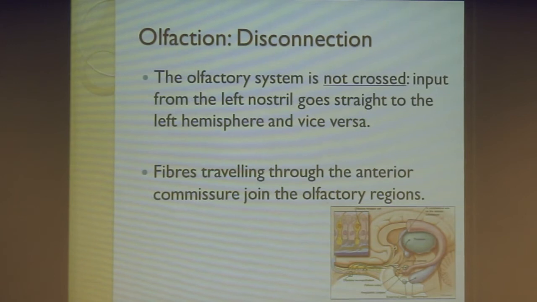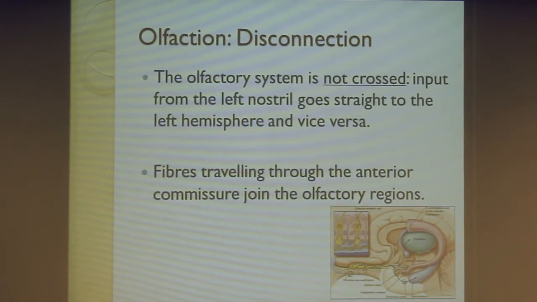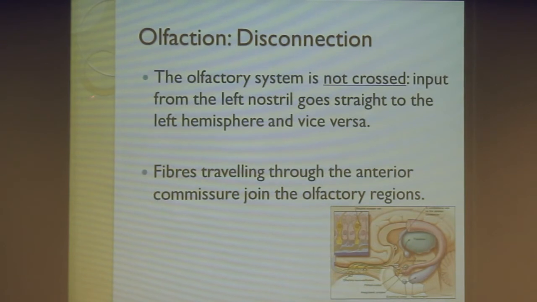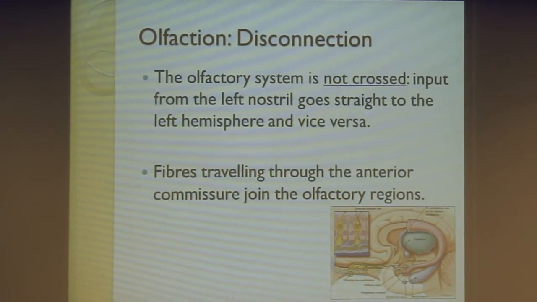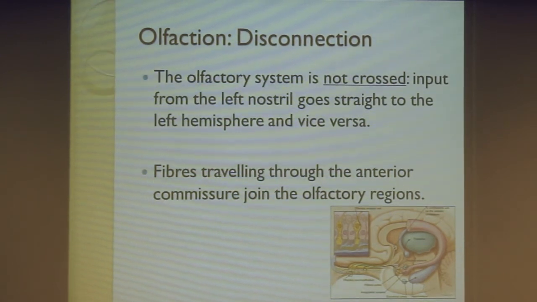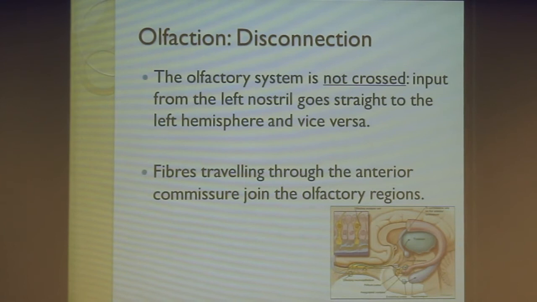Now, in terms of disconnection, the olfactory system is not crossed. It's our only system that's not crossed at all. Input from the left nostril goes straight to the left hemisphere, and vice versa. But of course, fibers traveling through the anterior commissure join the olfactory regions. So eventually you do get it on both sides, but the pathways themselves are not crossed.